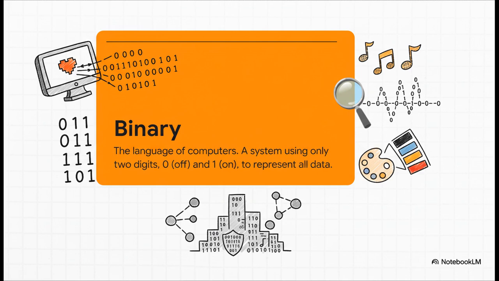Every single letter you type, every color you see on your screen, every note of music you hear, it's all just a unique sequence of these ones and zeros. For instance, the letter A, to a computer, that's just 01000001. It's the universal alphabet for every piece of digital information out there.